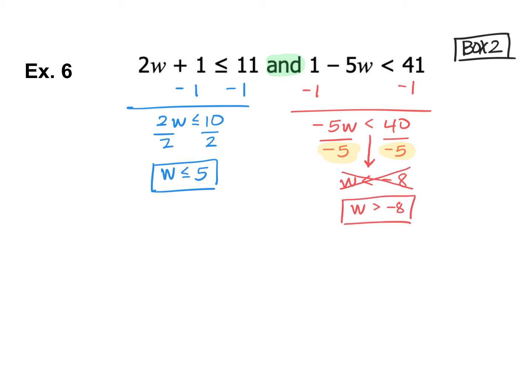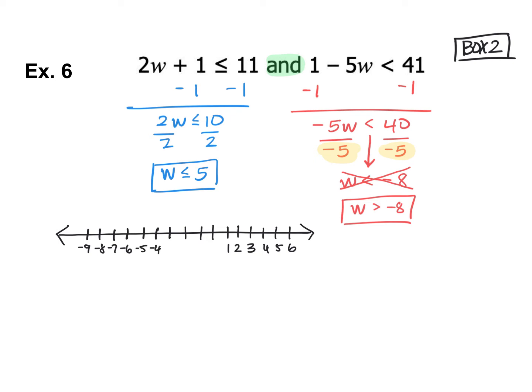And let's go ahead and graph it on my number line. One, two, three, 4, 5, 6. Negative 9, negative 8, negative 7, negative 6, negative 5, 4.